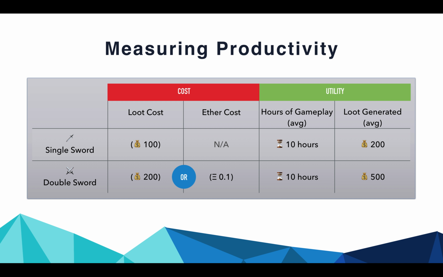So, coincidentally, the double sword costs 200 loot. Alternatively, a person could outright buy that double sword for 0.1 ETH. Now, why would they do that? Well, if you look at the utility, you can see that over an average of 10 hours of gameplay, you would actually produce 500 loot. And so it's about 2.5 times more powerful or more productive than that single sword.